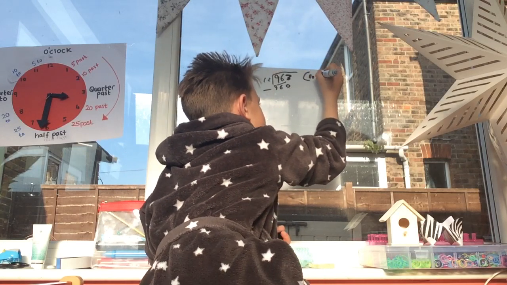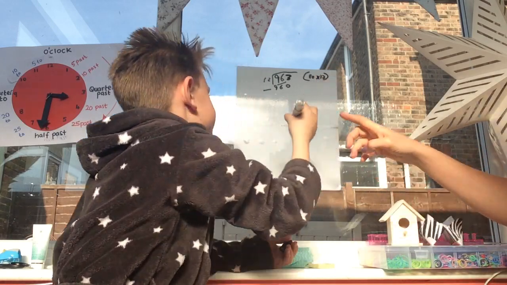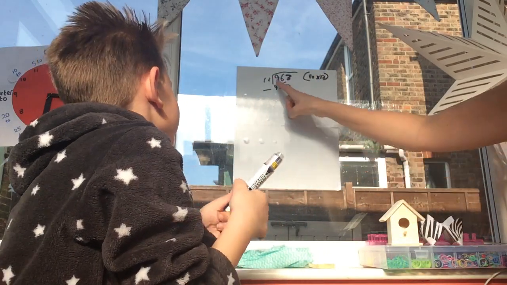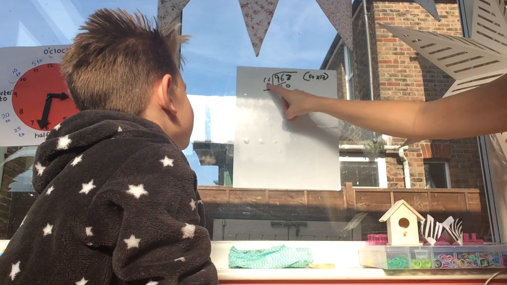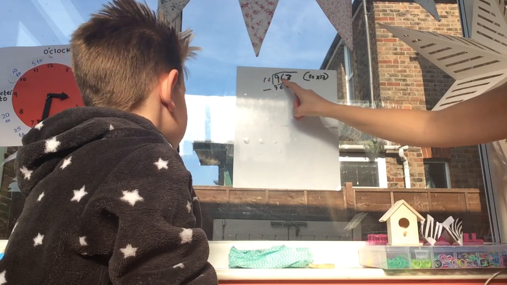Just stop just a second, Finn. So what we're doing this time is we're trying to chunk it. So Finn's thinking, well, how many 12s go into 960?